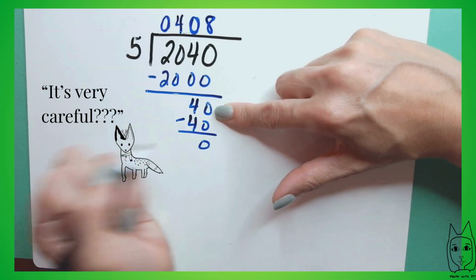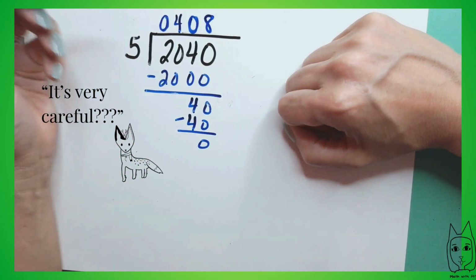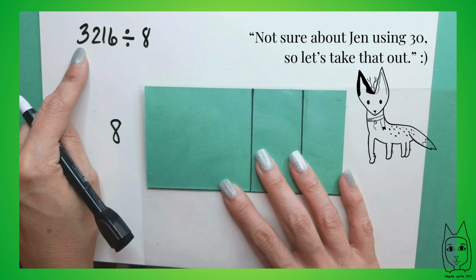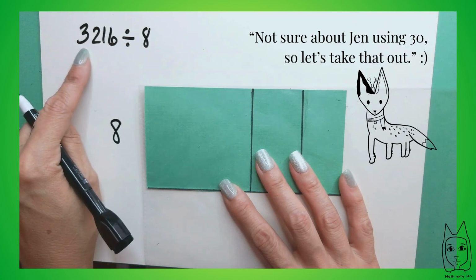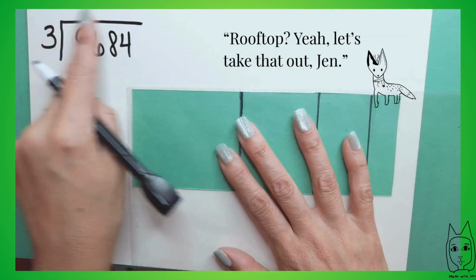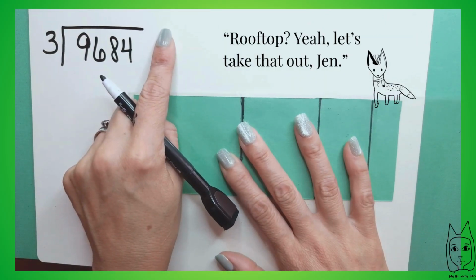Okay, so it's very important that you be careful with place value. There's not a multiplication fact that comes to mind. You would think about the number 30, and 8 doesn't go into 30 equally. And then this is just like a little rooftop to help you divide.